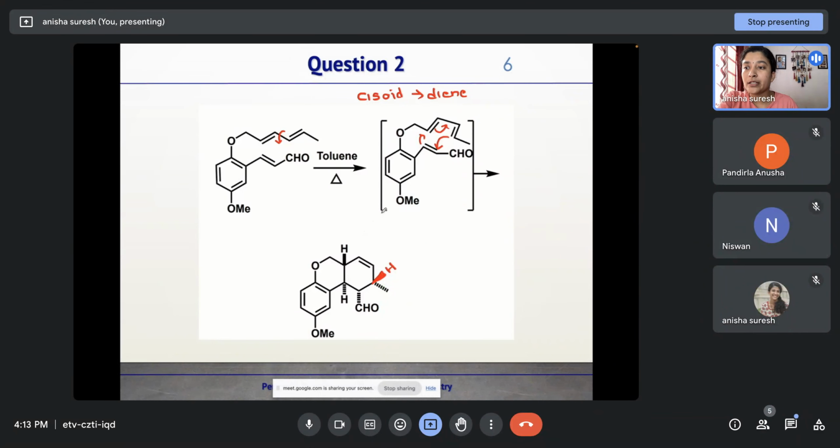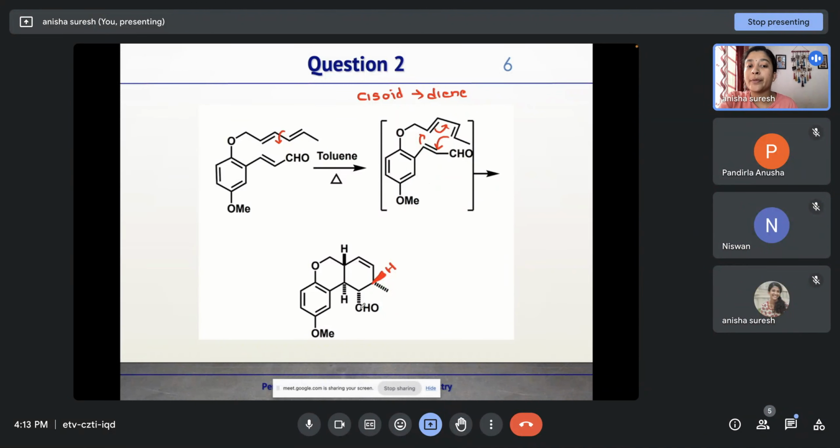The first aspect is, for the Diels-Alder reaction to occur, the diene should have the cissoid conformation. So this single bond will rotate and we will get the cissoid conformation. Then it will follow endo rule of Diels-Alder reaction, and it will undergo the 4 plus 2 cycloaddition in a concerted fashion, and the stereochemistry will depend upon the endo rule that we have followed.